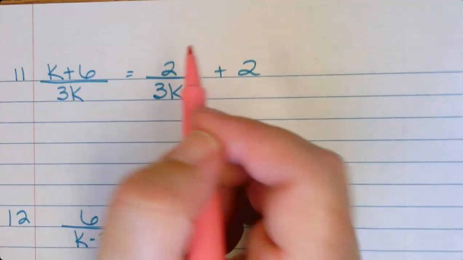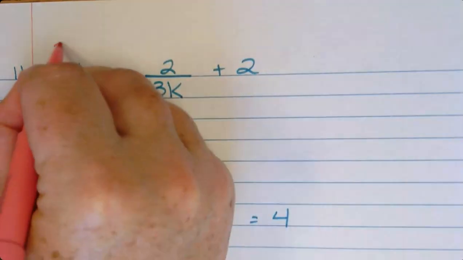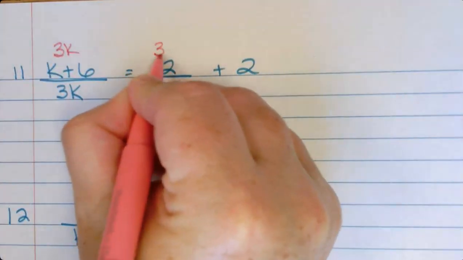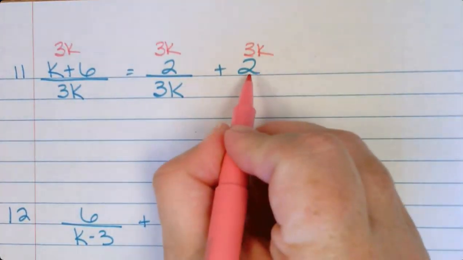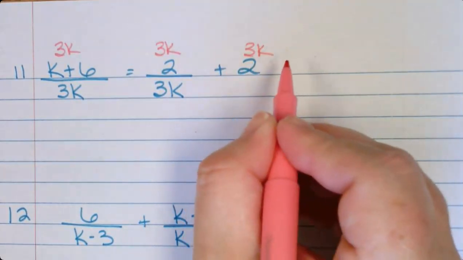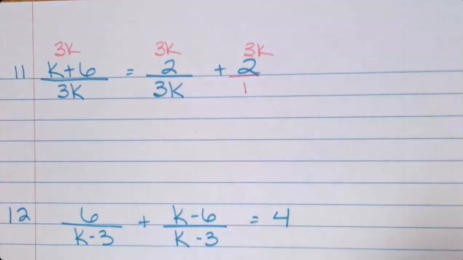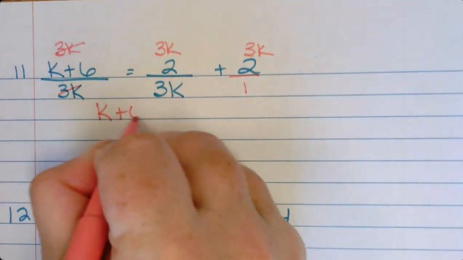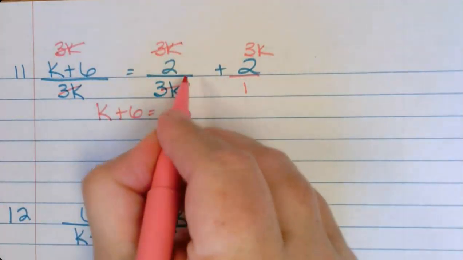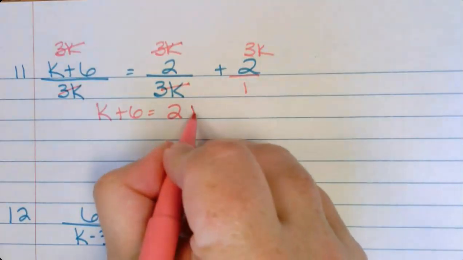Okay, so here's this one. Again, looking at our common denominator, multiply this by 3k, 3k, and 3k. If there is nothing at the bottom, we still have to multiply it. Remember, it's like an understood 1. So the 3k's cancel, so k plus 6 equals 2 plus 6k.